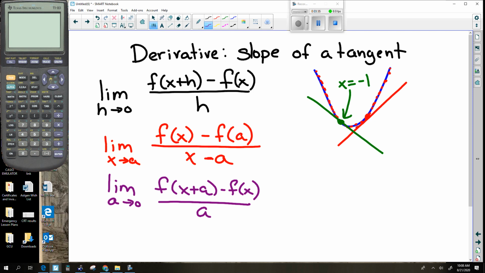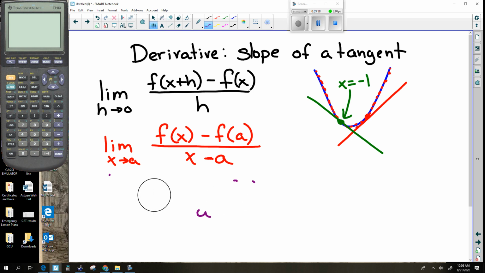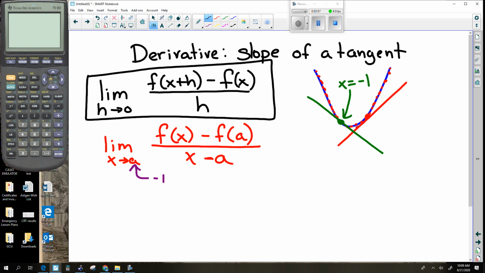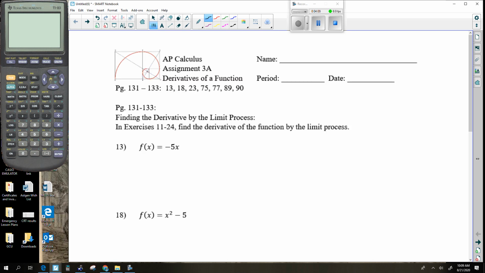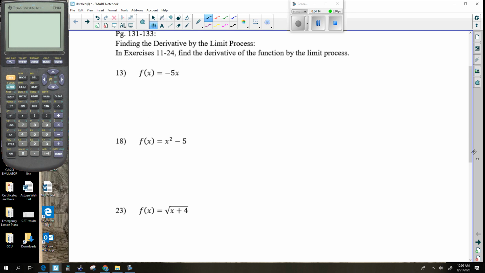I think that might be wrong, actually. Check that. I'll get back to you on that one. I know these top two are absolutely correct. And the a is the x coordinate that you want, like the -1 in my previous example. But this is the one that we're going to be using over and over and over again. And so that's what our beginning problems are technically asking for: find the derivative using the limit process.